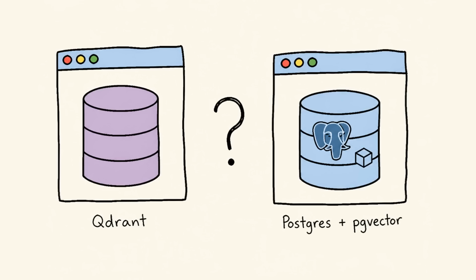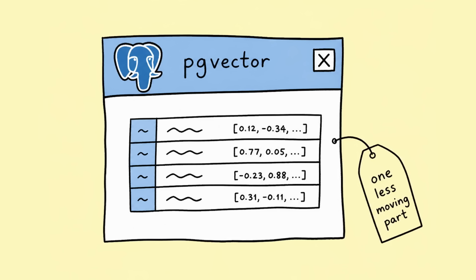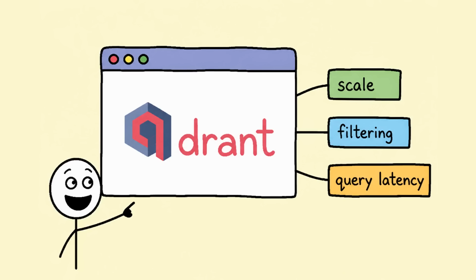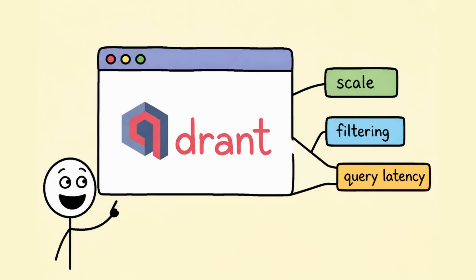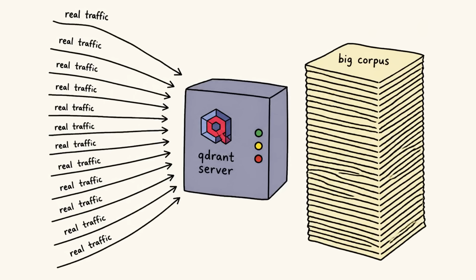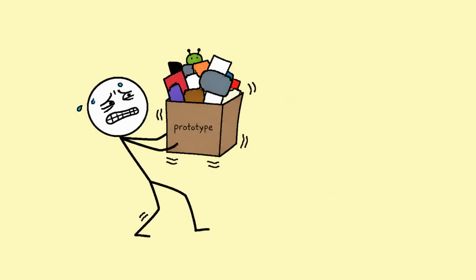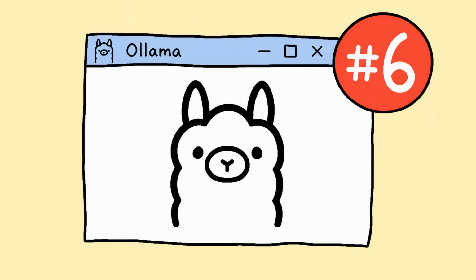So when do you reach for a dedicated database like this versus just keeping vectors in Postgres with pgvector? Pick pgvector if your data's small, already lives in Postgres, and you want one less moving part. Pick Qdrant the moment scale, or filtering, or query latency becomes the bottleneck, which it will if you're serving real traffic over a big corpus. It's the upgrade you make when your prototype vector store starts to choke.